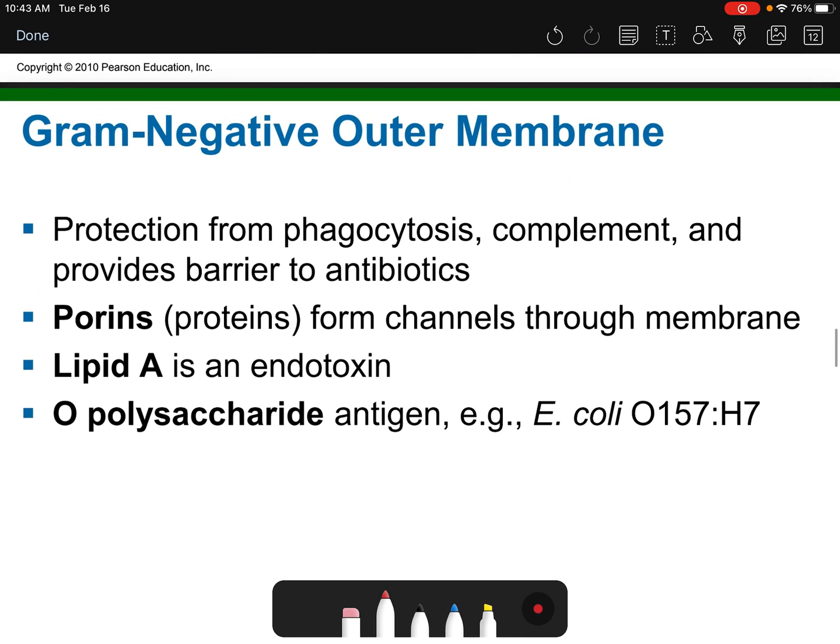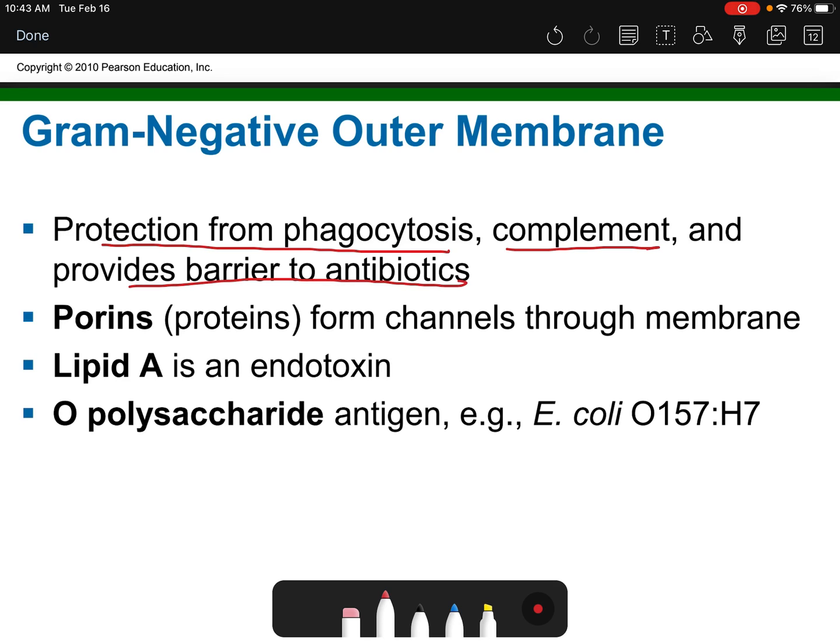Now that outer membrane provides protection from phagocytosis, complement, provides a barrier to antibiotics. So all of these help protect gram-negative bacteria really from attack of your immune system or any antibiotics you might take. And so they're a little bit tougher sometimes to knock down and attack because they have that extra outer layer.